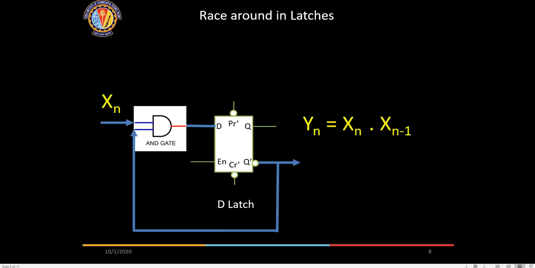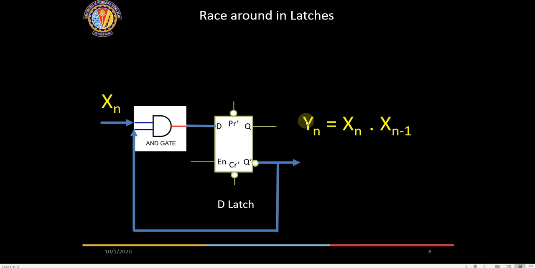Excuse me, sir. So why do we have xn minus 1? No, I am telling you, maybe for some specific purpose, in a circuit we want an AND of a sample and the previous sample. So this delay will be the previous sample, whatever was there. The D flip-flop will store the previous value. This is just an example of how it will happen. This is known as race around in latches.